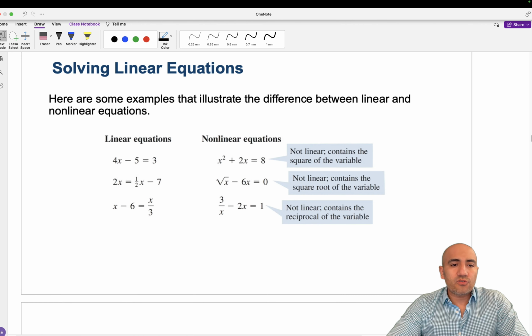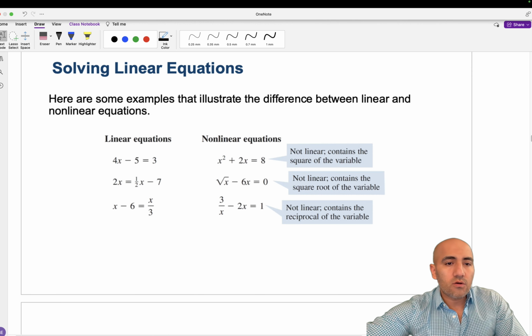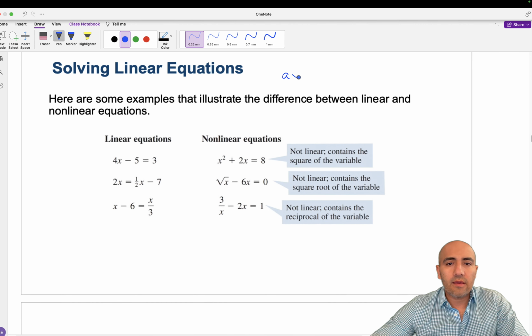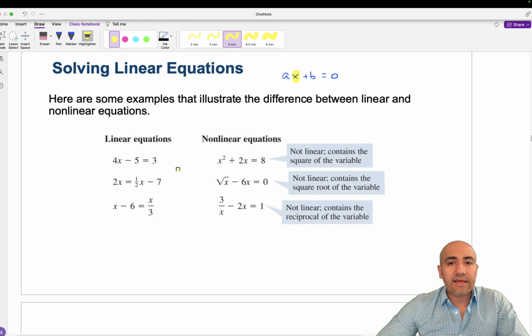So here are some examples to illustrate the difference between linear and nonlinear equations. Okay, so on the left-hand side here, we have several examples of things that fit the form of a line. Remember that a line is something that can be rearranged to fit the form of ax plus b equals 0, right? Where the only independent variable is the x, right? So all of these are written in x. So we just have to confirm that each one of these things can be written that way.